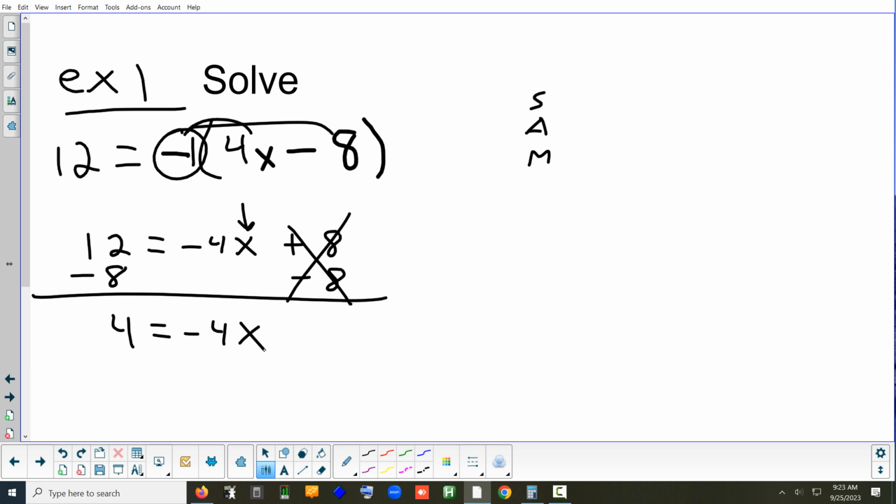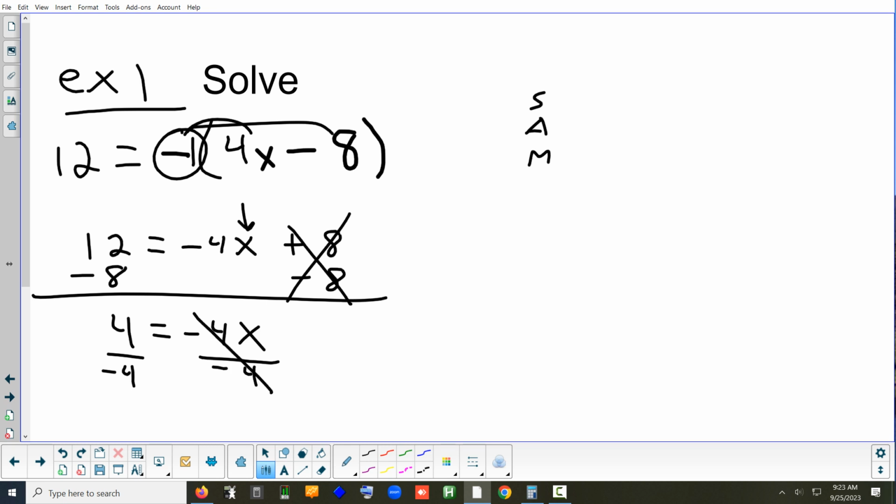Now we're at the last step, multiply and divide. Is the x by itself on the right? No. What's with the x that we don't want? The negative 4. What are we doing with the negative 4 and the x the way it's written on the board? Multiplication. We're multiplying. So we want to get rid of multiplying by a negative 4. So what operation undoes multiplication? Divide. And what's the number that we want to get rid of? -4. So we're going to divide by that number.